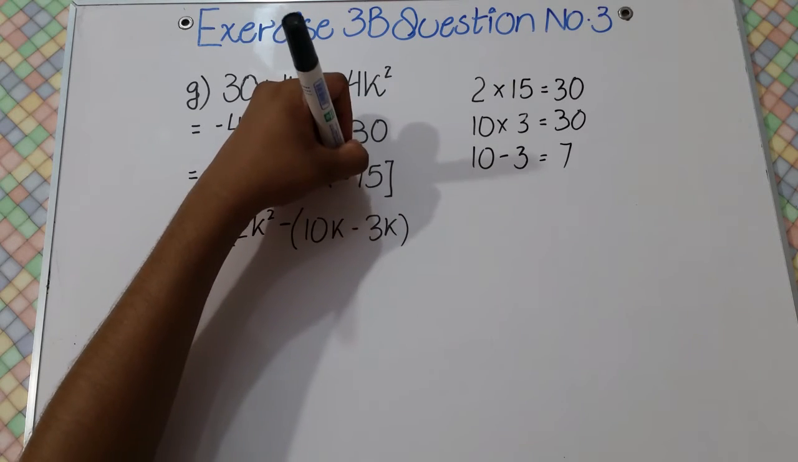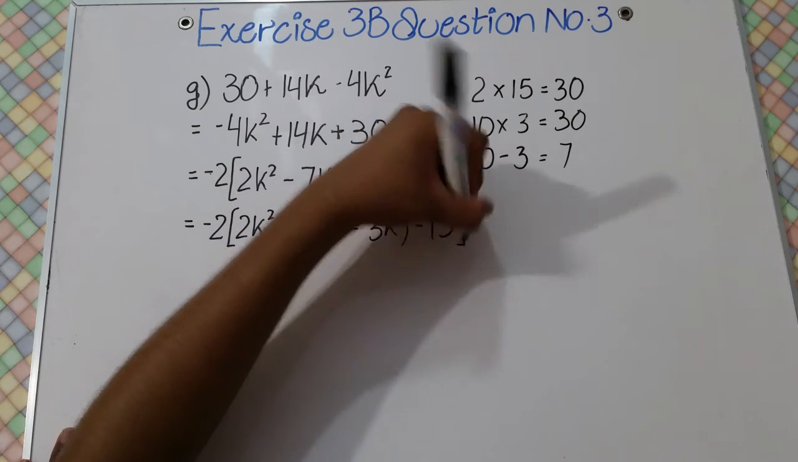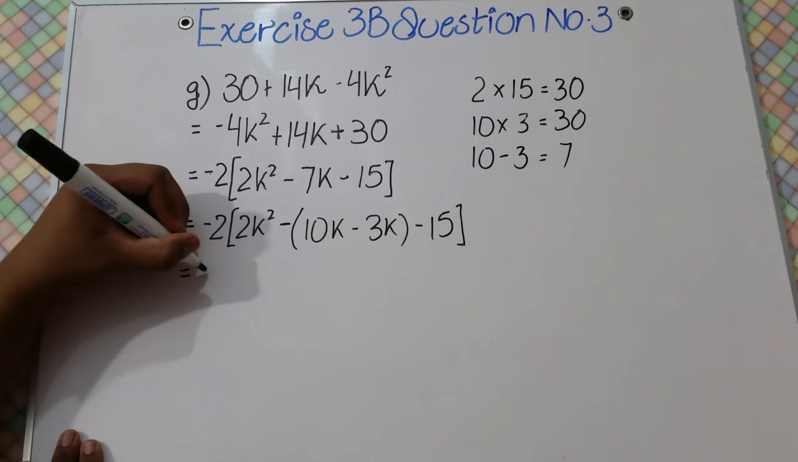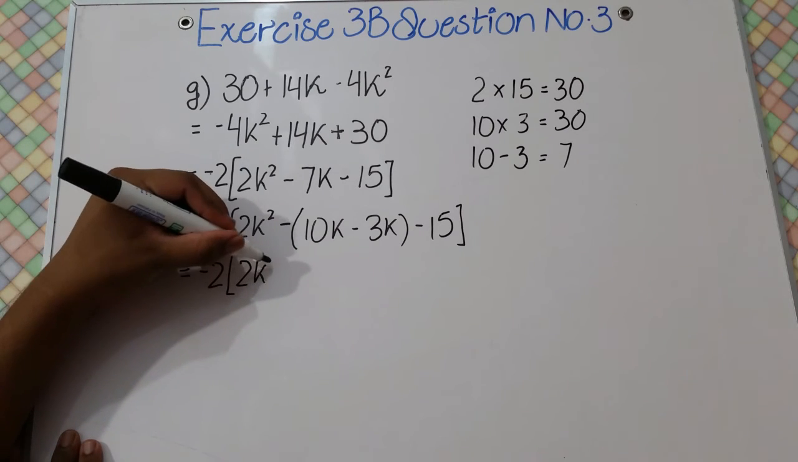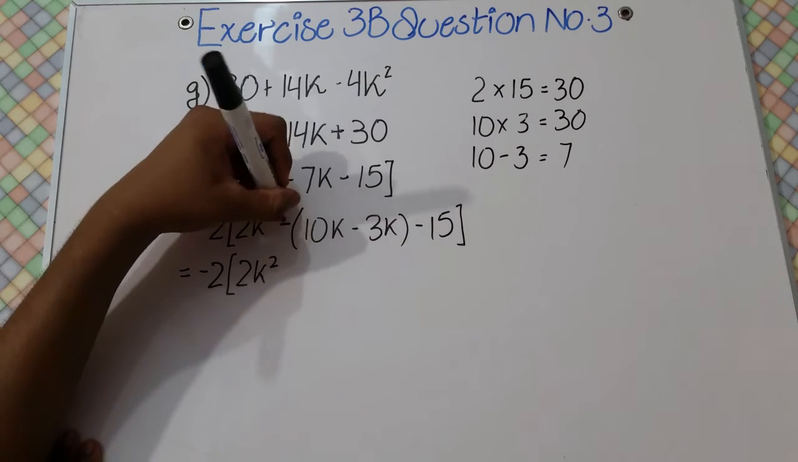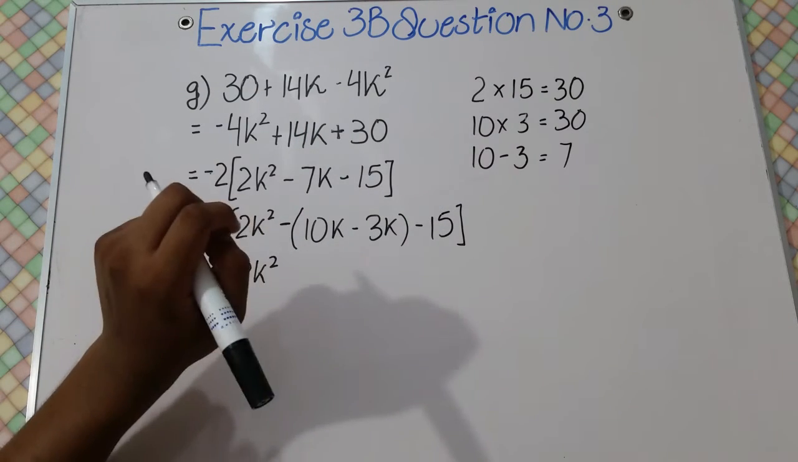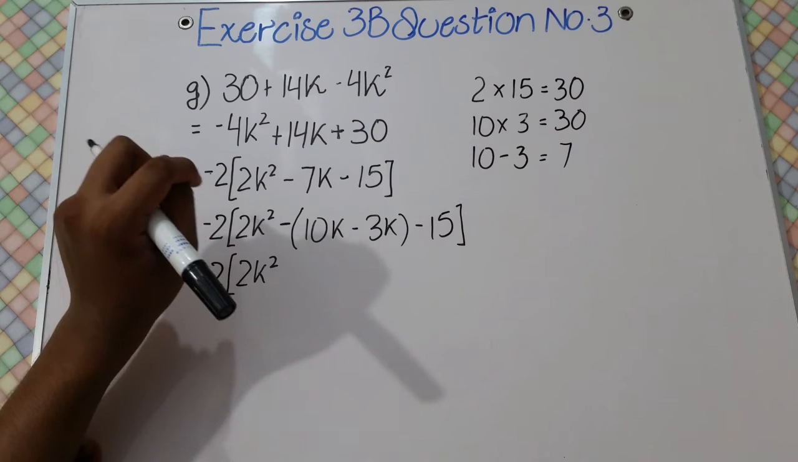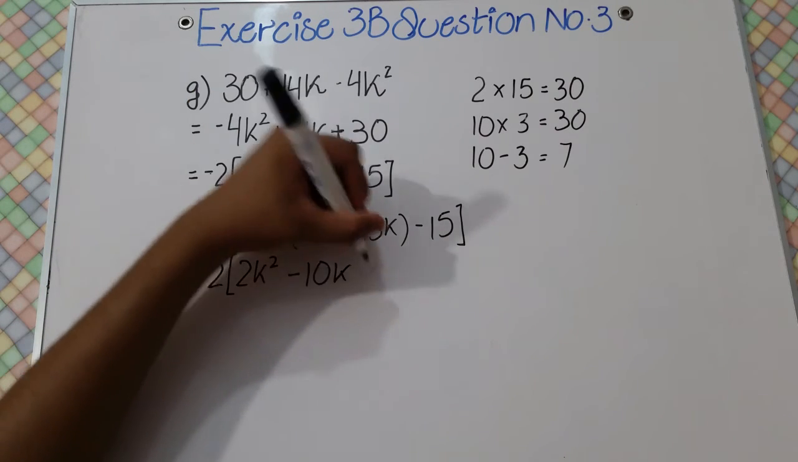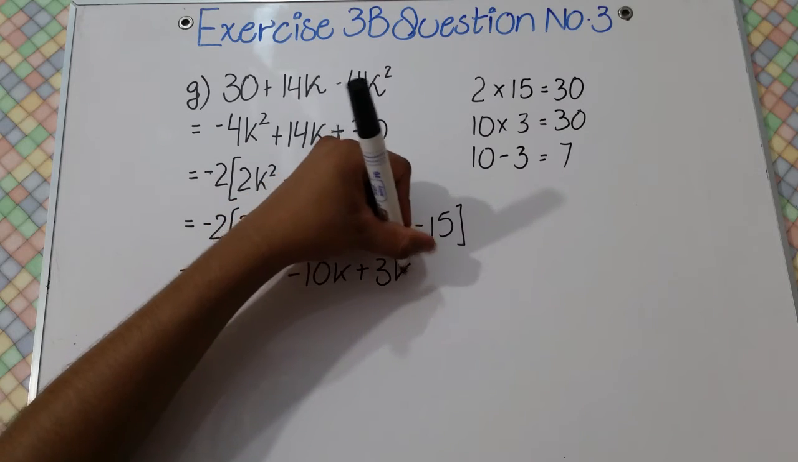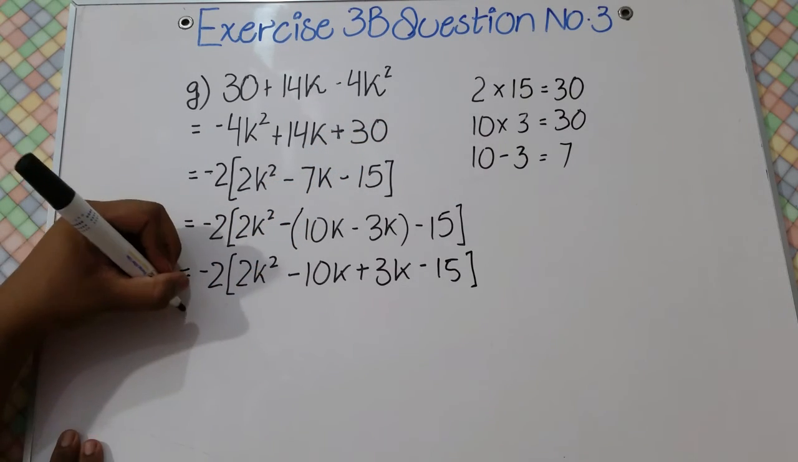Then minus 15, obviously, minus 15, minus 2 bracket 2k square, minus minus plus. And then this minus is multiplying with the whole bracket, so minus multiplied by 10k is minus 10k, then minus minus plus 3k. Bracket is opened. Now we need to make brackets to reduce it.